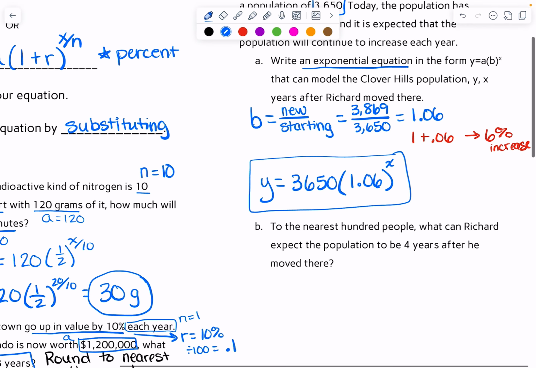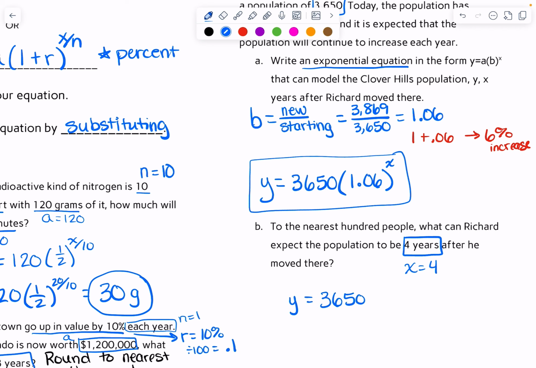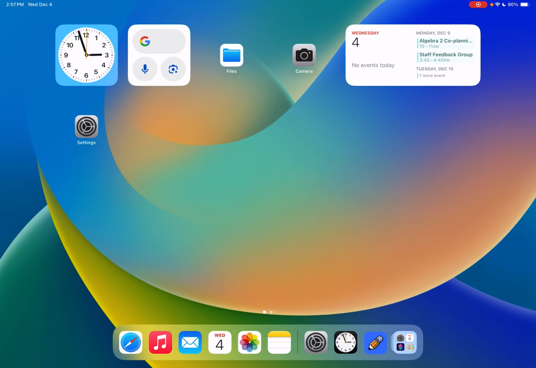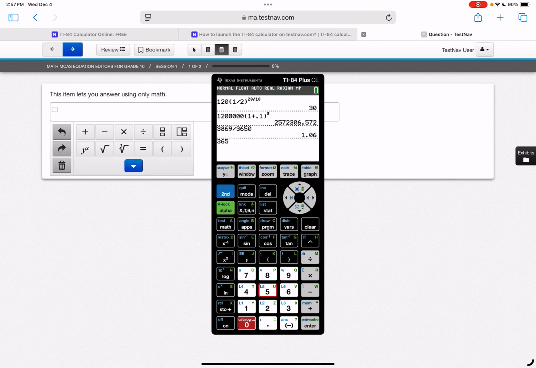Now, the second part of this problem: to the nearest 100 people, what can Richard expect the population to be 4 years after he moved there? So now I know, using that equation, that x equals 4. So we're going to do that substitution. y equals 3,650 times 1.06 to the 4th power. And we can go over to our calculator. 3,650 times 1.06 to the 4th power. 4,608.